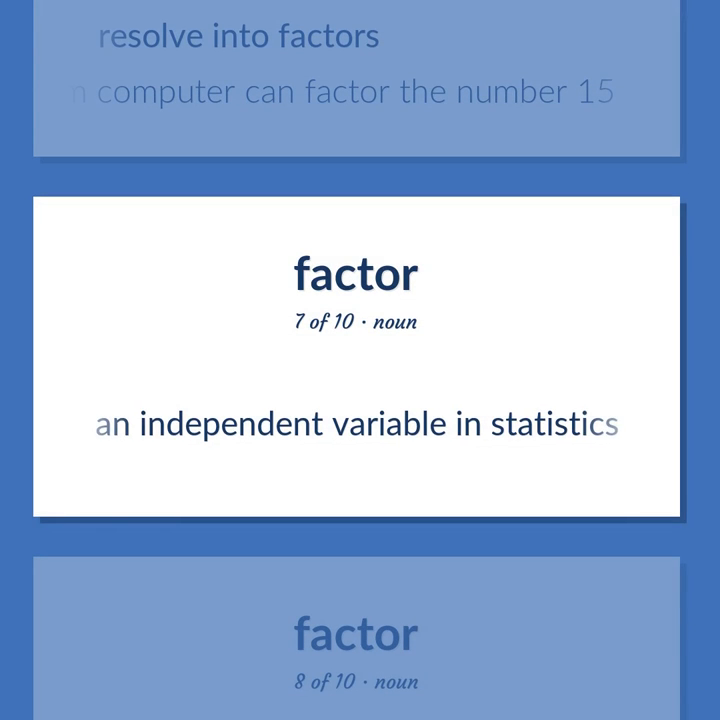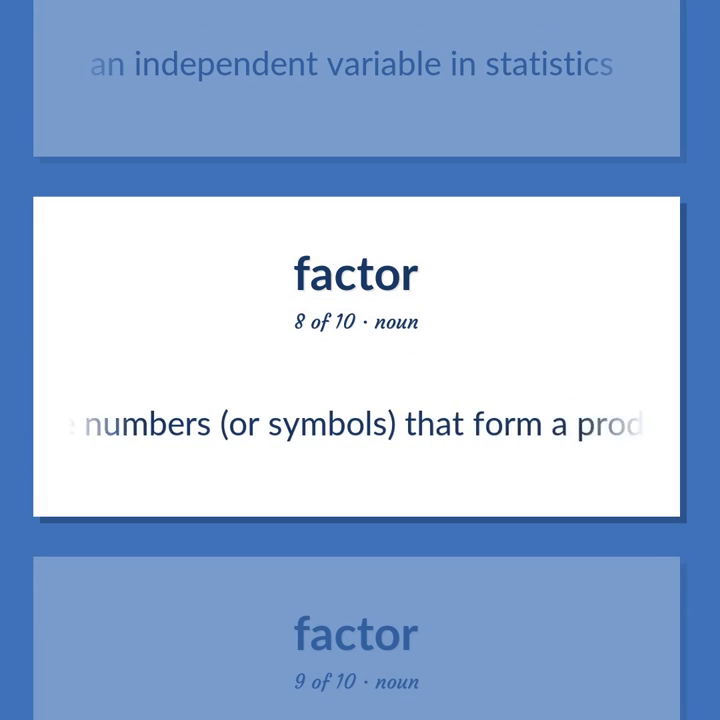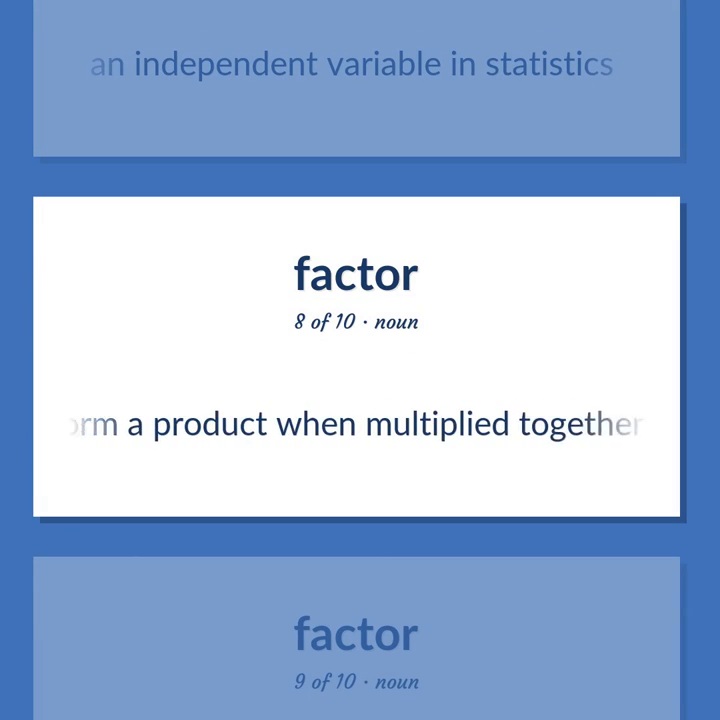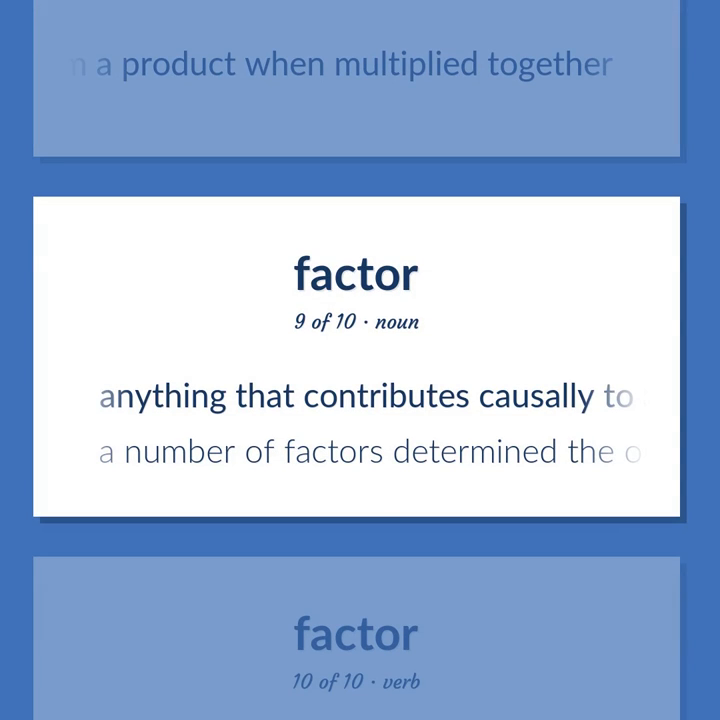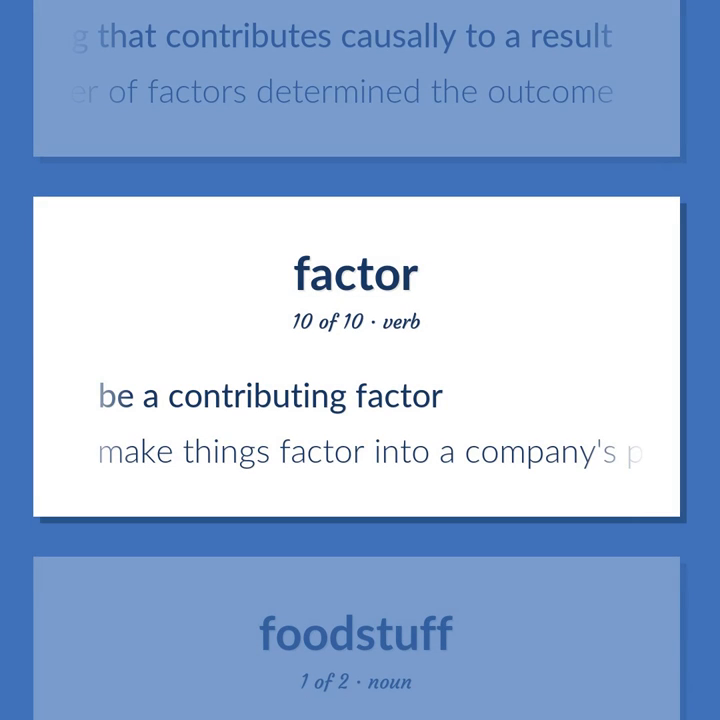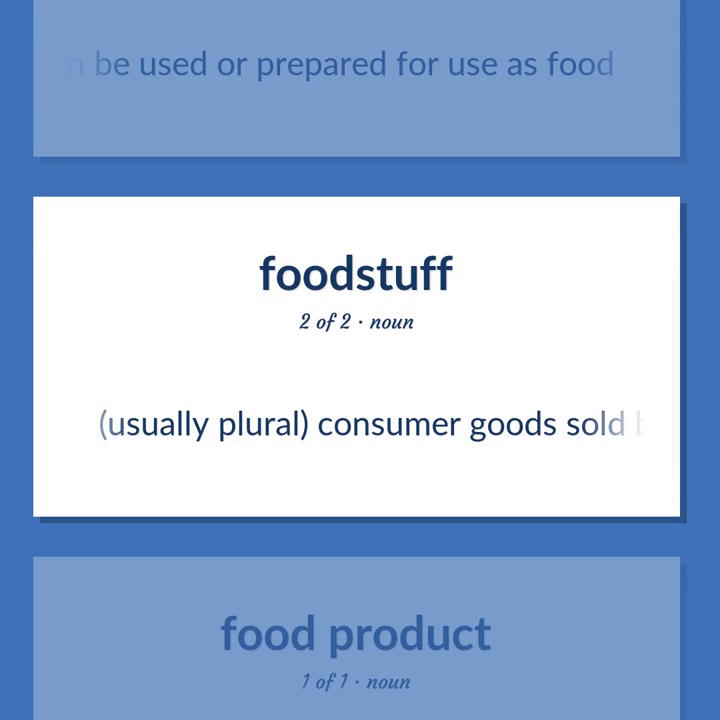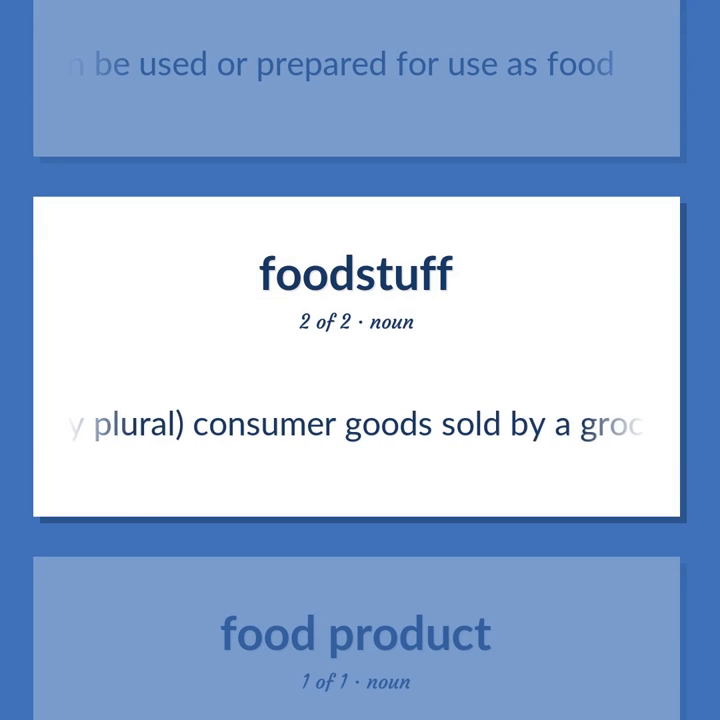An independent variable in statistics. Any of the numbers, or symbols, that form a product when multiplied together. Anything that contributes causally to a result. A number of factors determine the outcome. Be a contributing factor. Make things factor into a company's profitability. A substance that can be used or prepared for use as food. Usually plural, consumer goods sold by a grocer.